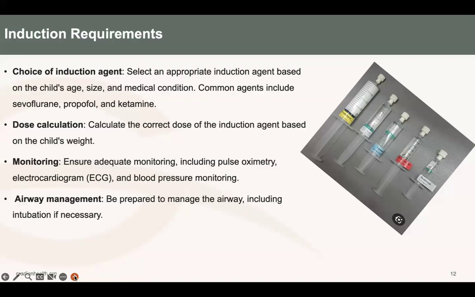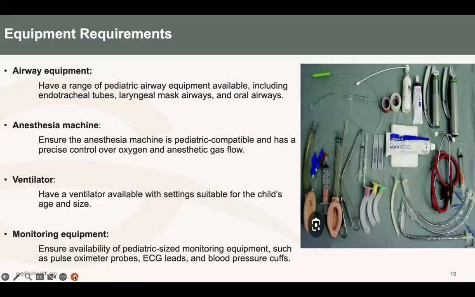Then of course airway management, so preparation of the airway. All the necessary airway equipment should be there. In most centers, it is protocol that there is a set of pediatric instruments readily available, all sizes and all types of airway equipment that can be used during induction. Okay, next slide, please.